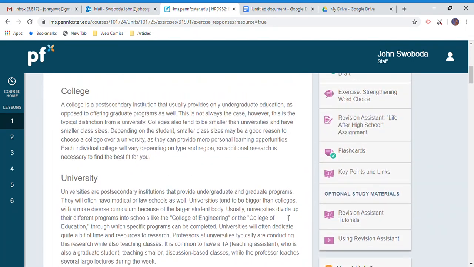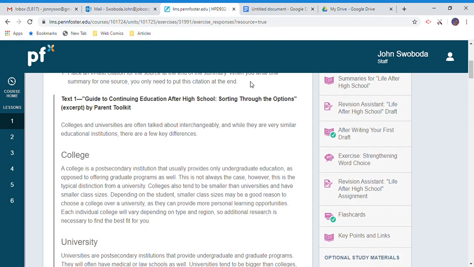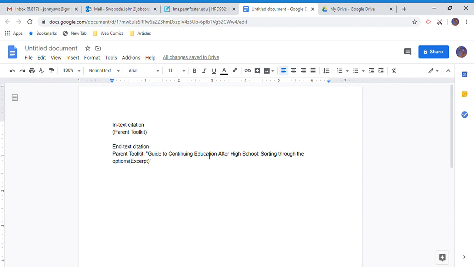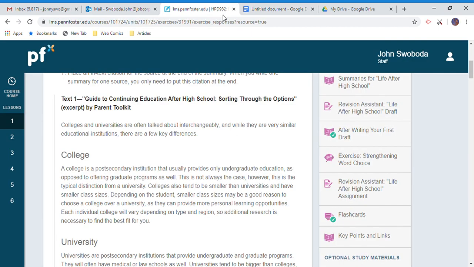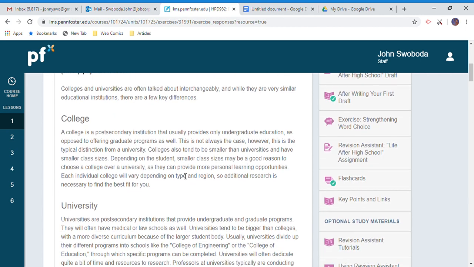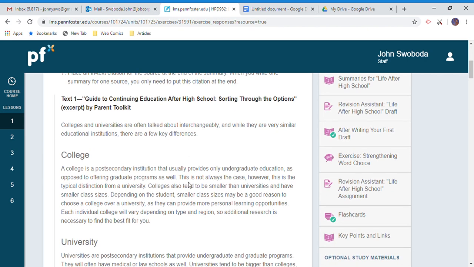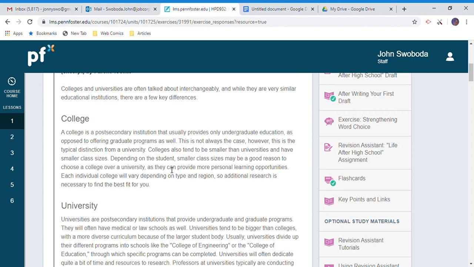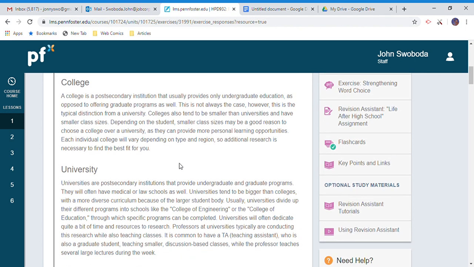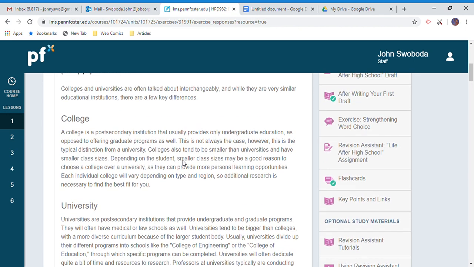Okay, so now we've read that. And we want to go back to our document and start our summary. So our summary, first we want to come up with a sentence that describes the entire thing. The title is pretty good, Guide to Continuing Education After High School, Sorting Through Options. So what's one sentence that can sum up this entire article?